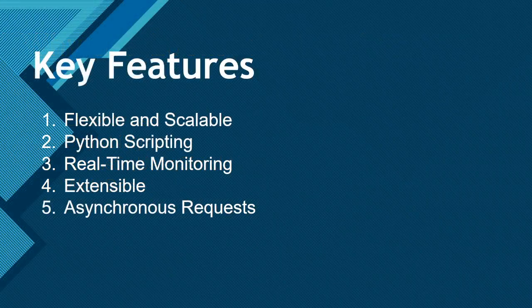Let's see what the key features and benefits of Locust are. It is flexible and scalable. It easily scales tests by distributing them across multiple machines. It uses Python scripts, which offers flexibility and simplicity. It provides real-time insights into performance with a web-based UI. It is easily integrated with other tools and its functionality can be extended. It is also capable of simulating thousands of users with minimal resource consumption.